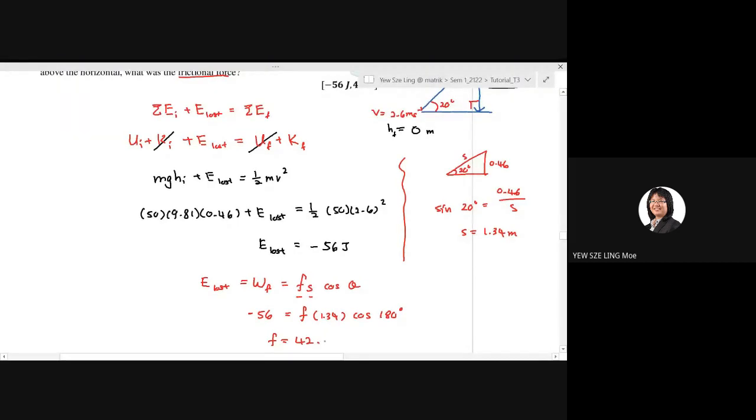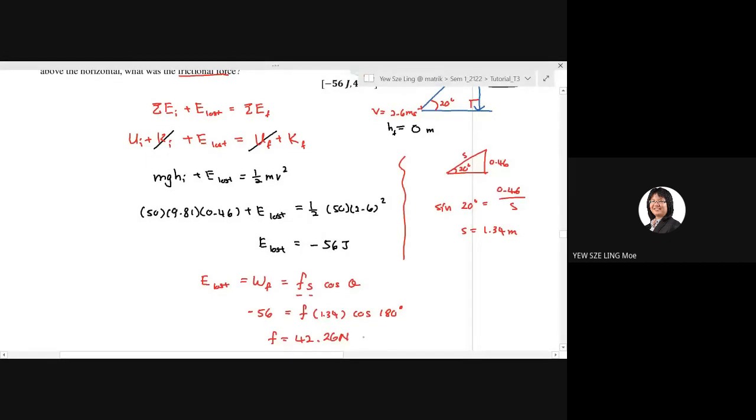So 42.26 Newton. All right. So this question is slightly more complicated. Why? Because it involves the calculation of frictional force. So again, I give you 2 minutes to write it down before we proceed to the last question, which is a question involving two objects in a system. Right? So 2 minutes for you to write it down, then we'll proceed to the last question.